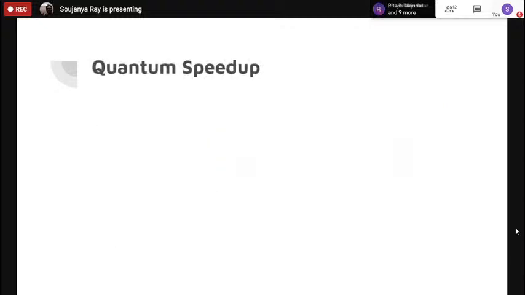So, quantum speedup. Now we have talked about so much in so little time. Now let's slow down and see what these quantum computers actually help us to do.